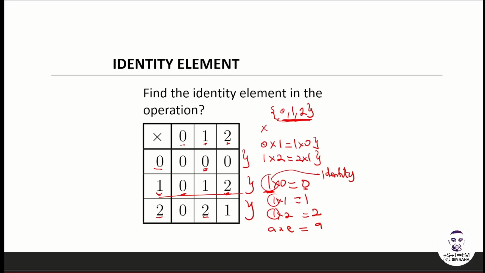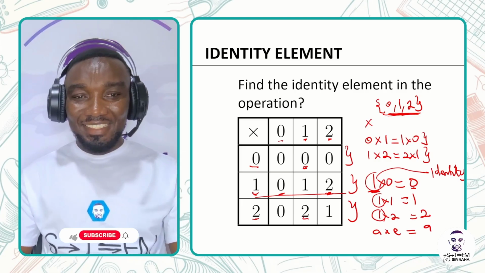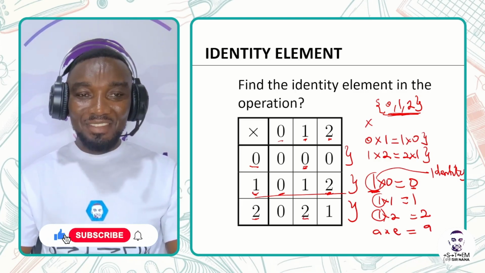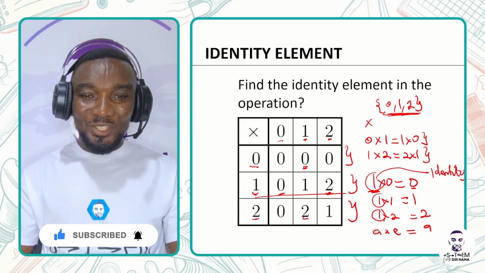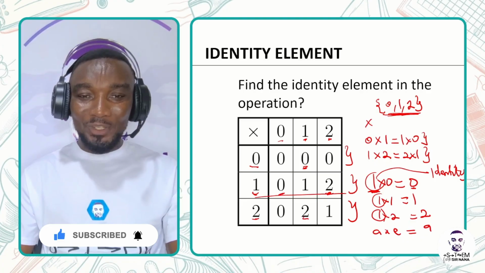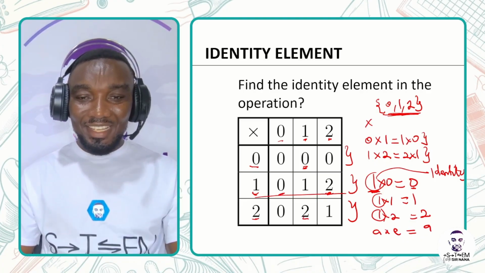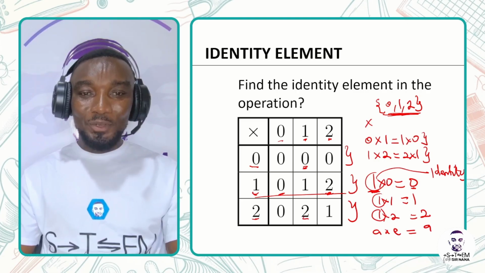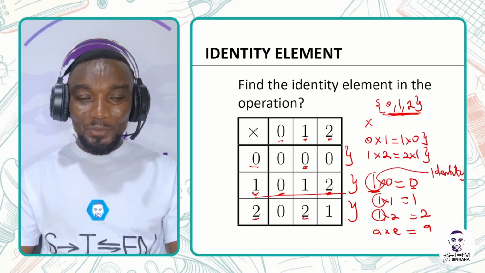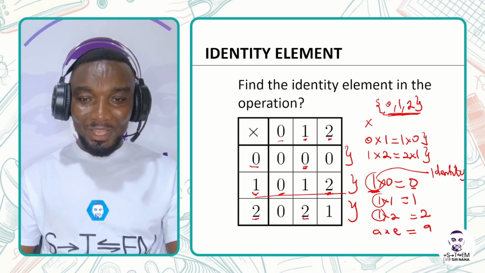So in this lesson, we have considered how we can find the identity element when we are given the operation in a table form. Now, ensure that you practice more on these types of questions. In our next lesson, we'll be considering another property, which is the inverse of a binary operation.